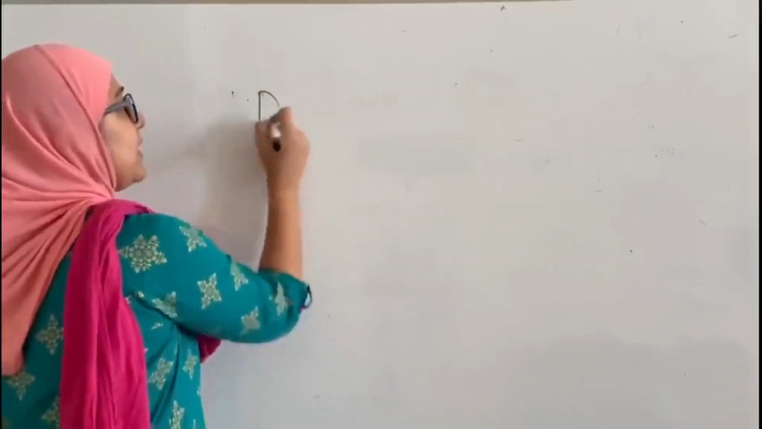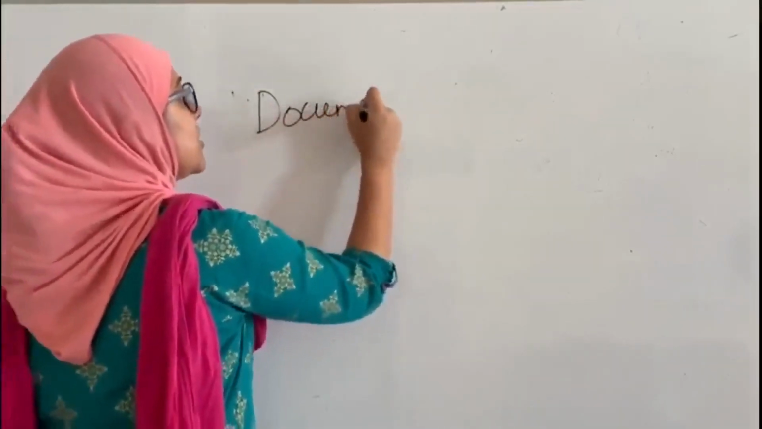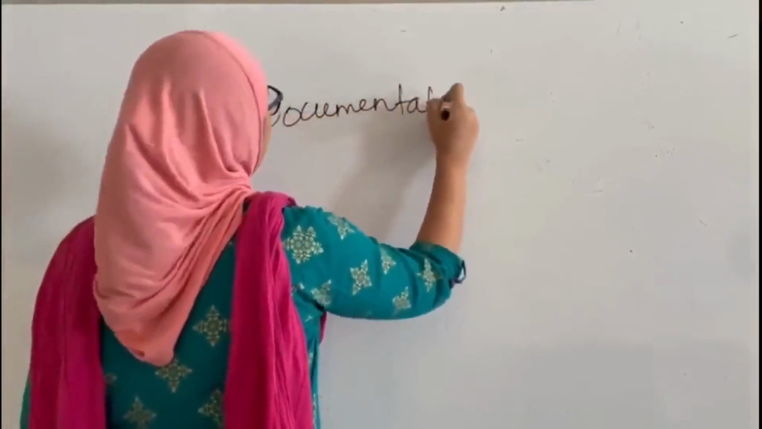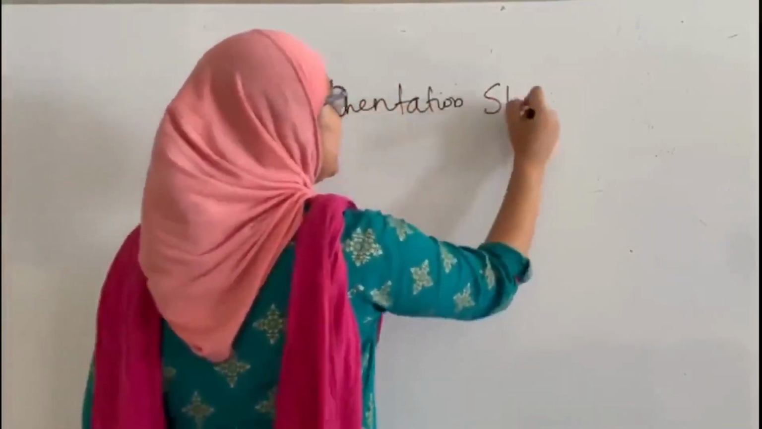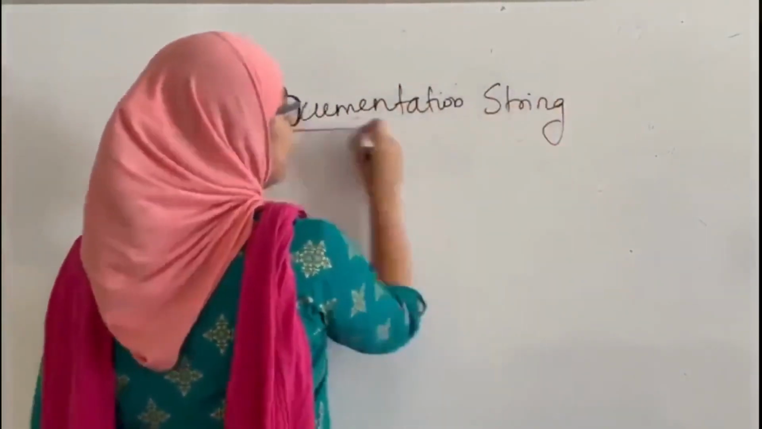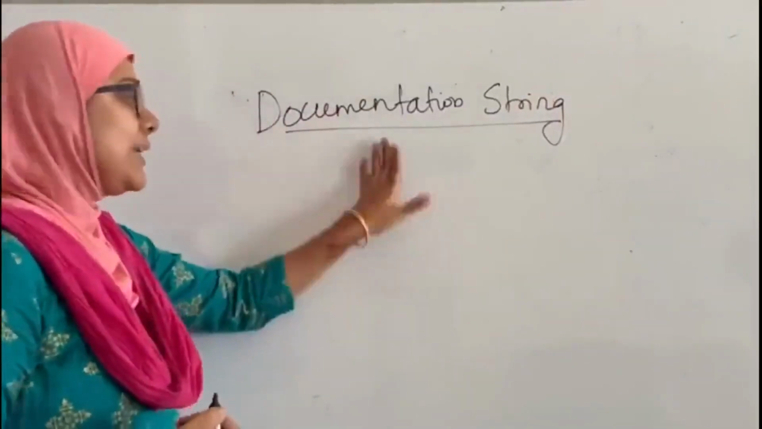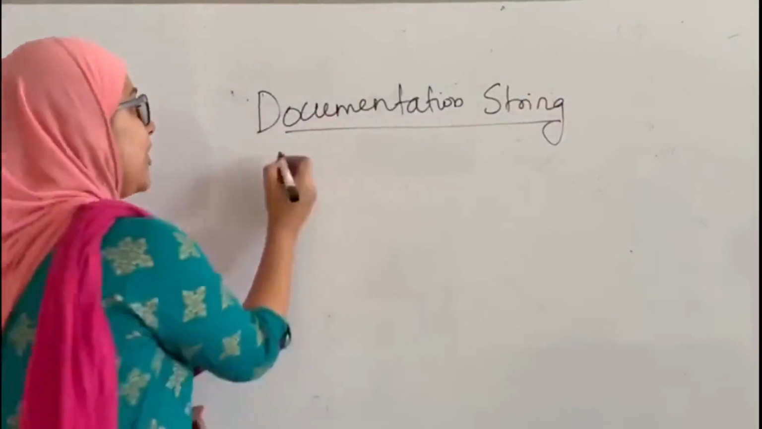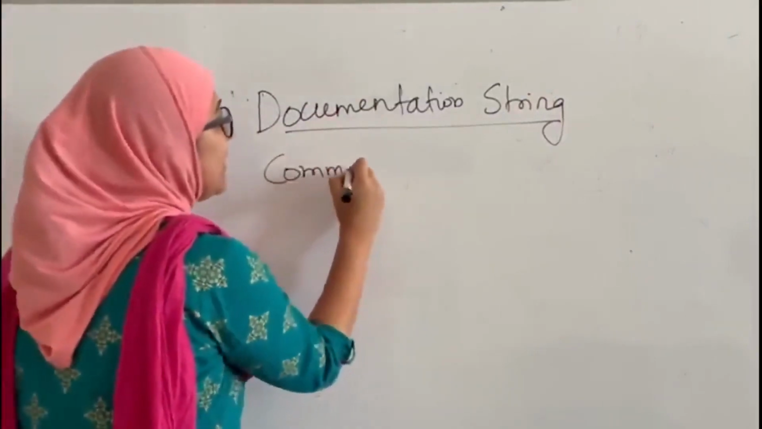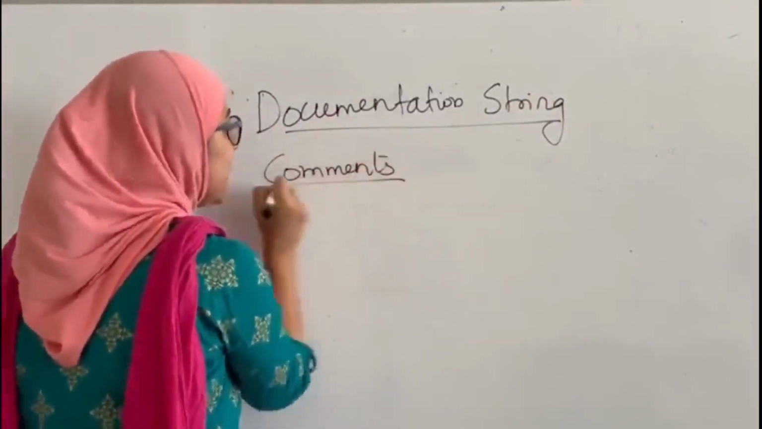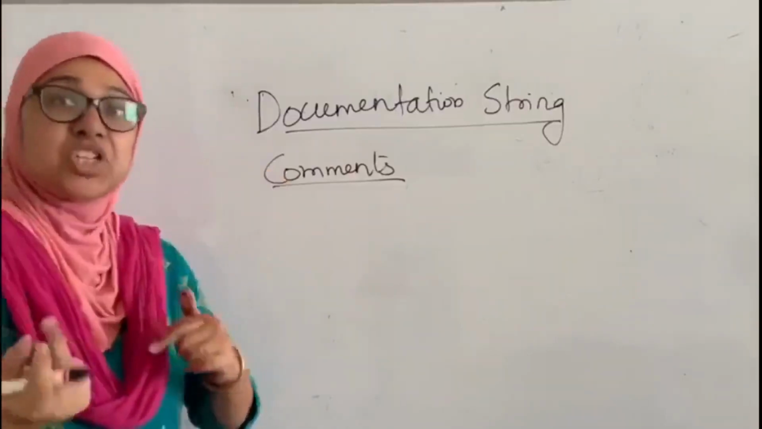Very important topic, that is documentation string. Important, or you can say an interesting topic, documentation string. Okay, in the documentation string we'll take examples, but before that we need to understand what comments are, because we'll be comparing our documentation string with comments to understand it much better.